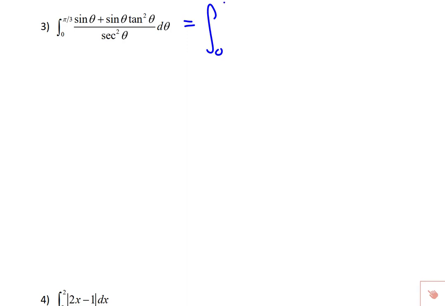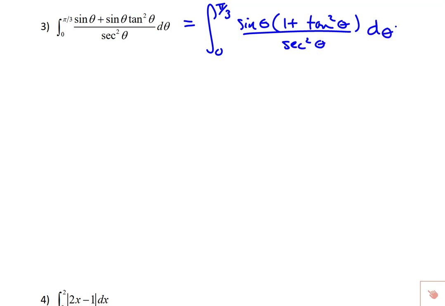So we'll go from 0 to pi over 3. But notice in the numerator that there's a common factor. Sometimes it's a sign to maybe try to factor that out. So let's try to write that as sine theta times 1 plus tangent squared theta, and that's all over secant squared theta d theta.